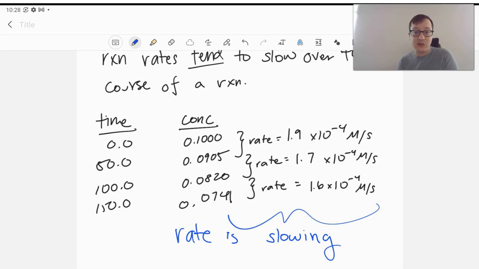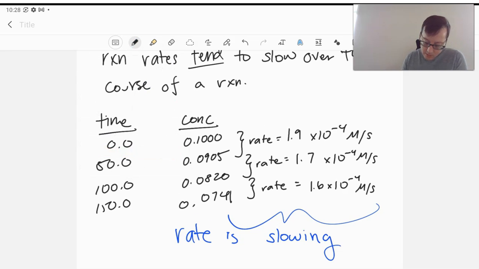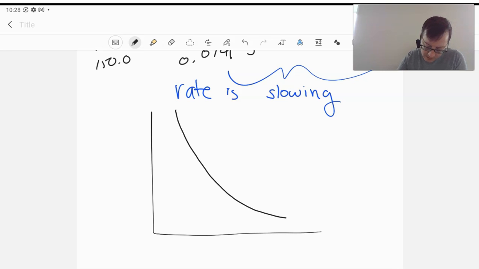Only one group of reactions has a fixed rate, and that's typically not very common. So we see that the rate is slowing over time, and that's pretty common. Graphically speaking, this set of data may look like the following. We don't see a linear decrease over time, but we see a rather exponential one.